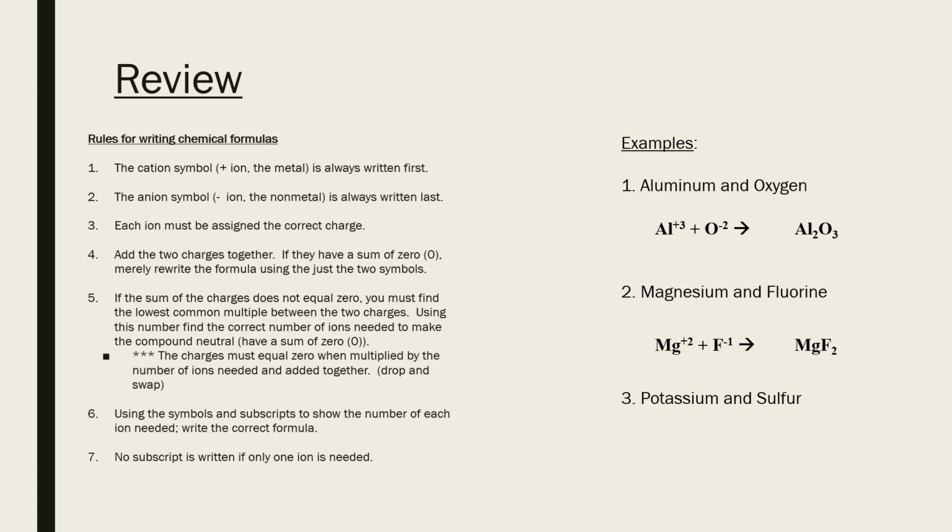The third example here, we have potassium and sulfur. Potassium's charge is +1 and sulfur's charge is -2. Again, if I were to add these together, I would come up with -1. So I have to drop and swap. When I drop and swap, I get K2S. Again, the whole thing with this is that you must have an overall charge of 0. Okay?